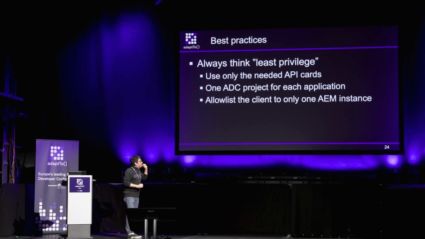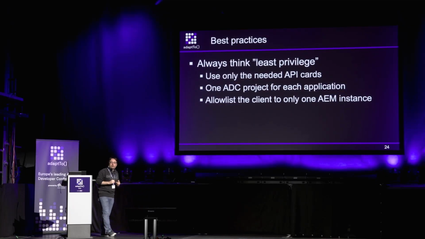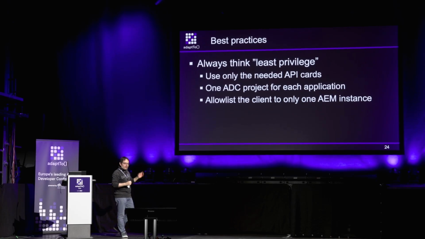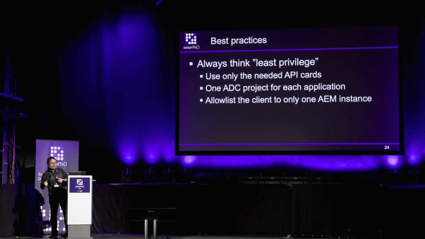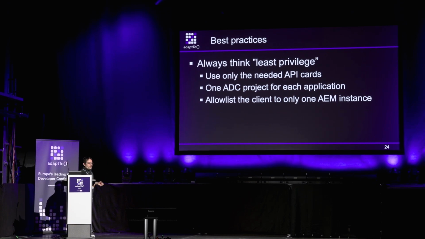One Adobe Developer Console project for each application. So you have 7 applications accessing your AEM instance. Each one of those applications should get its own Adobe Developer Console project. Each one of those applications is an OAuth client and is going to negotiate a different type of IMS token. Some applications need more privileges, some of them need less. So for each one of those, add an Adobe Developer Console project.